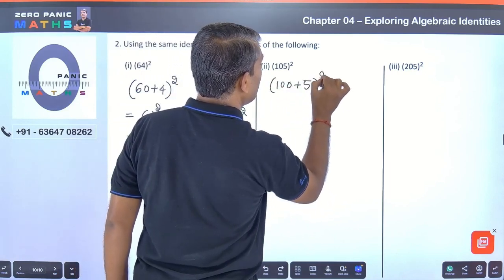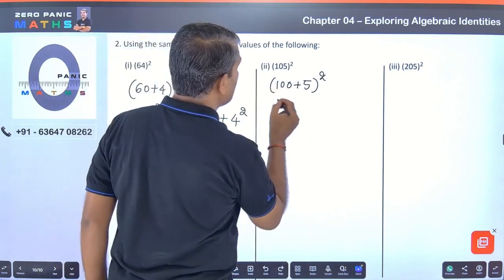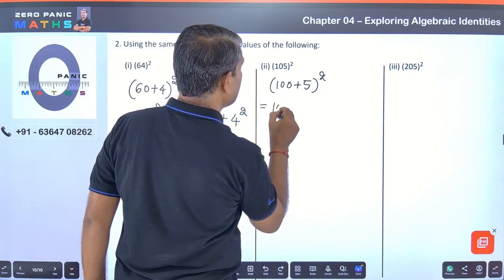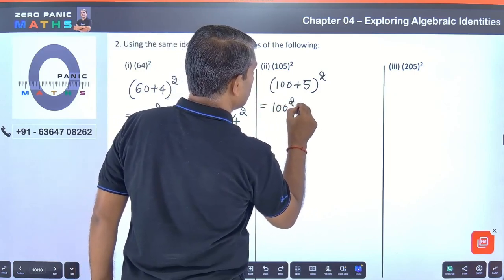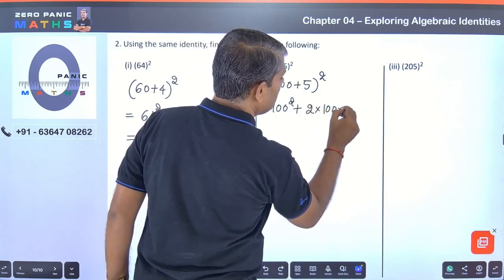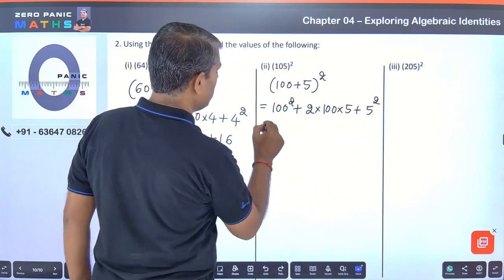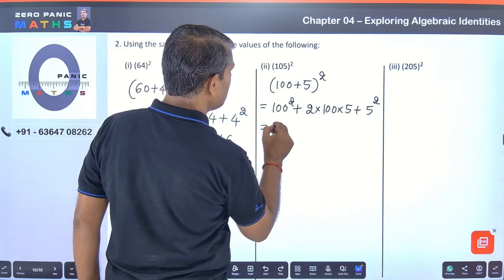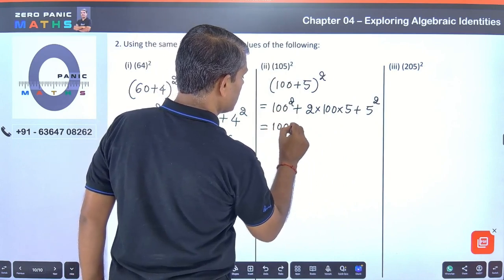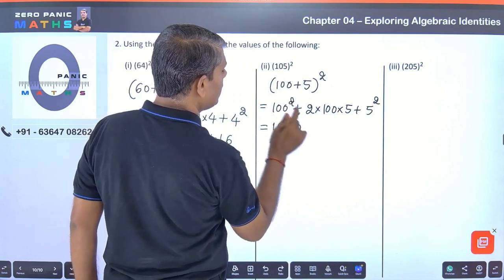Calculating 100 square is easy because it is in terms of the factors of 10 or 100, you can say. 100 square, plus 2 into 100, that is a, and b is 5, and b square is 5 square. We can do it fast. 100 square is 1 followed by 4 zeros. You know that, right? Because there are 2 zeros, if you square them, it will become 4 zeros.